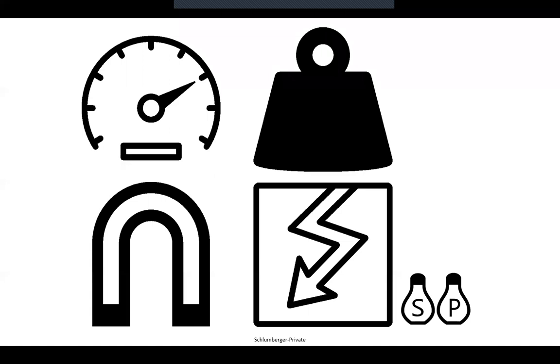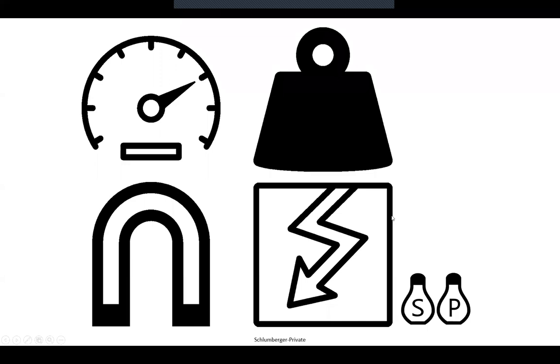So to simplify things, this is what we do in the geophysical world. We try to differentiate one rock from another by its magnetism, by its gravity, its density, its electrical properties, or at least somehow we can measure them, its speed, its velocity. And of course, we can always lick it and say whether it's salt or not.